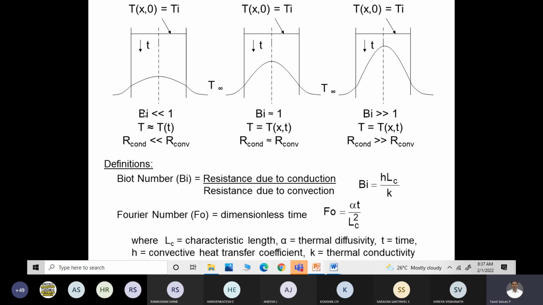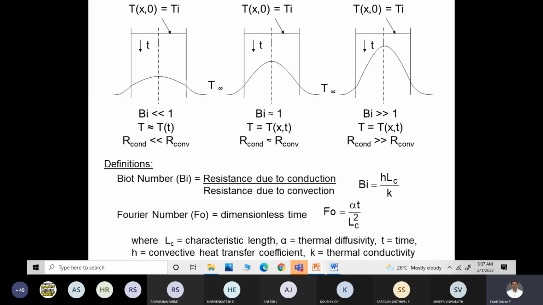So the first case, we will use the lumped parameter system. Second case, we assume it as an infinite solid. And the third case, we assume it as a semi-infinite solid. Is it fine, students? Yes, sir. And for semi-infinite solid and infinite solid, we will be using the Heisler charts.